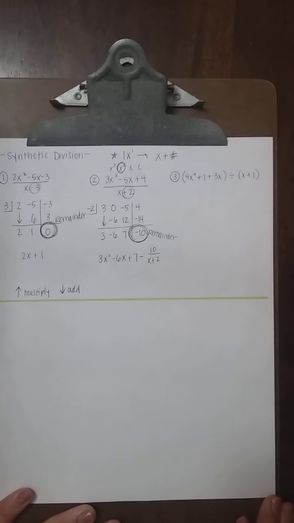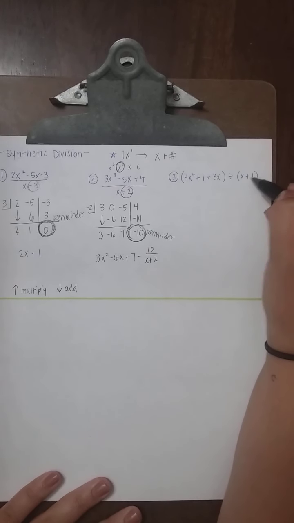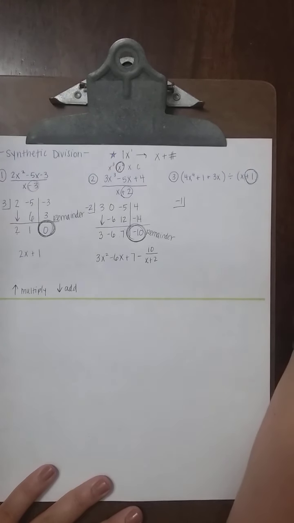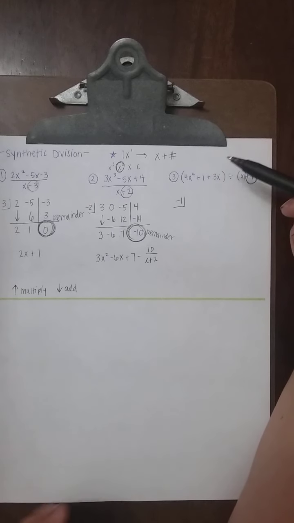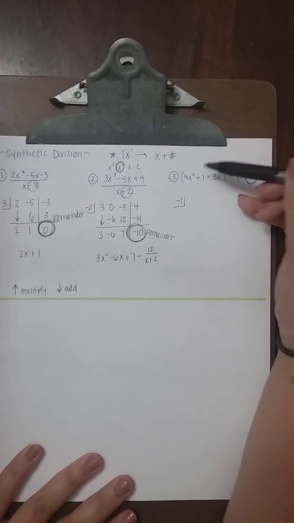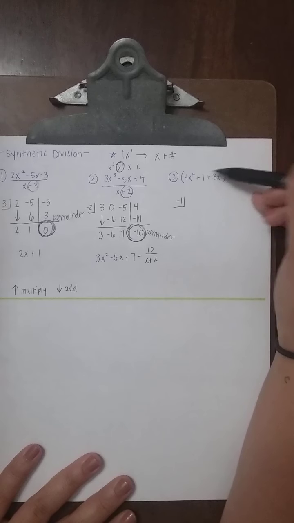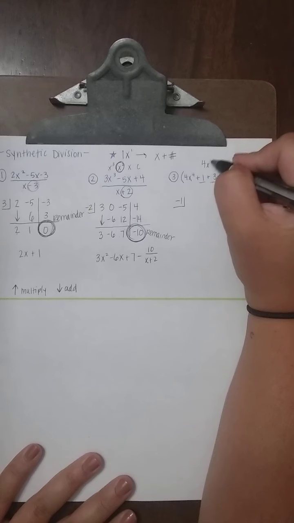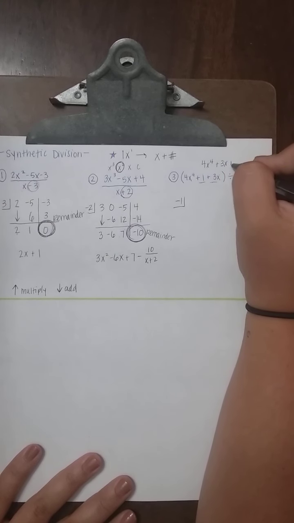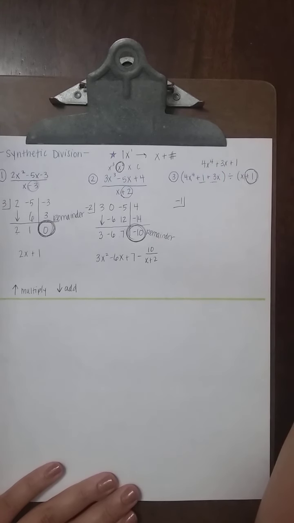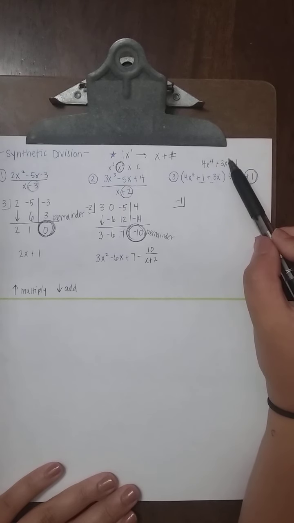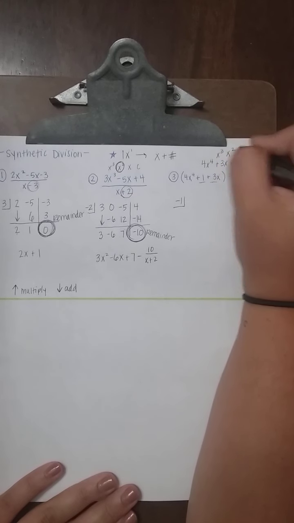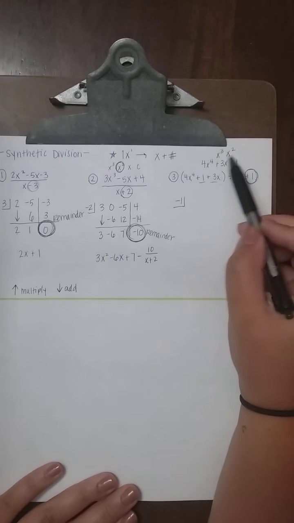All right, and then for our last one, I know I'm going to put a negative 1 in the box because it's going to be the opposite. But I have to double check that I have standard form for my polynomial. For this one, I have x to the fourth, then no x squared, and then x to the first. So these two are backwards. So really, I need to write 4x to the fourth plus 3x plus 1. But then notice, I went from 4 to 1, so I'm missing x cubed and x squared. So I'm going to have two placeholders in there.